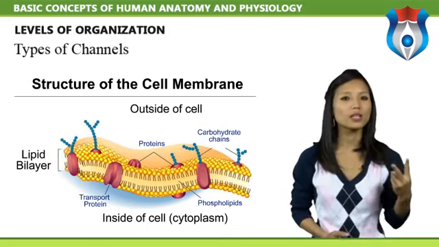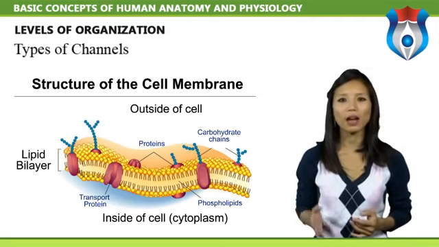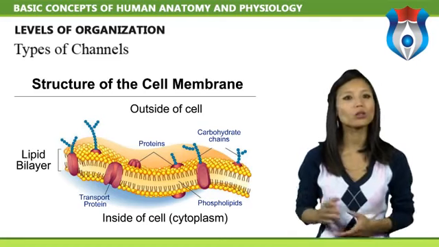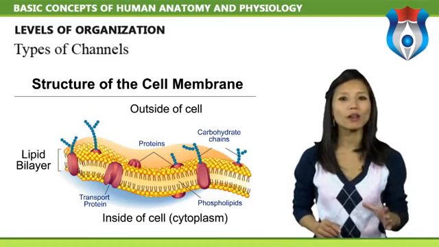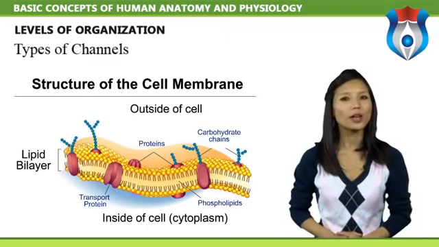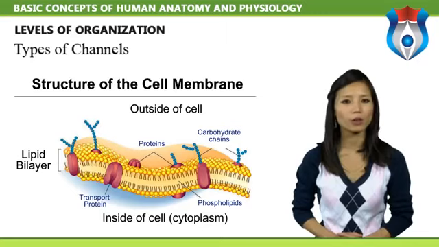There are two major kinds of channels: leak channels, which permit water and ion movement at all times, although the rate can vary, and gated channels, which open or close to regulate ion passage. Channels account for about 0.2% of the total membrane surface area.